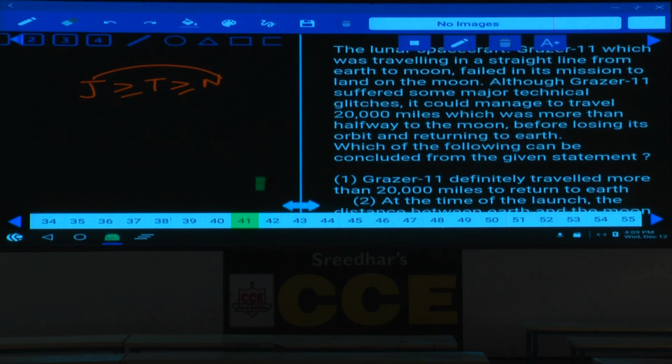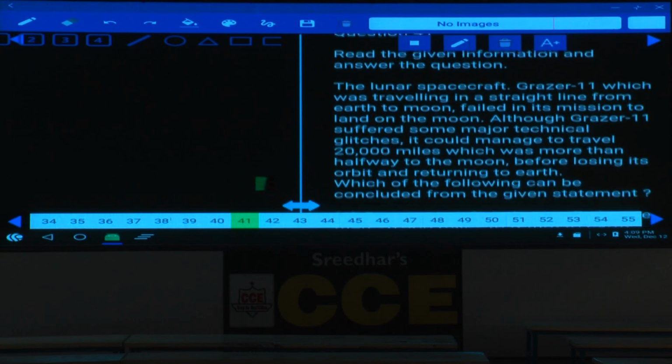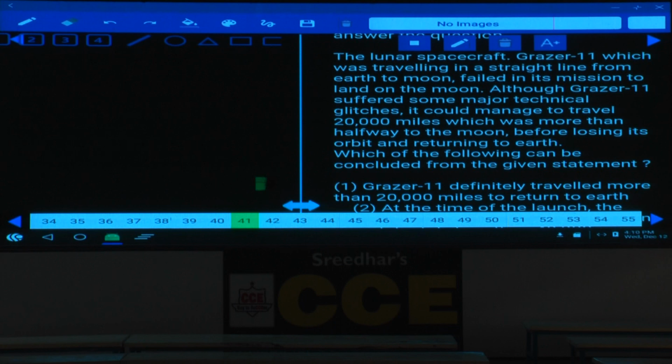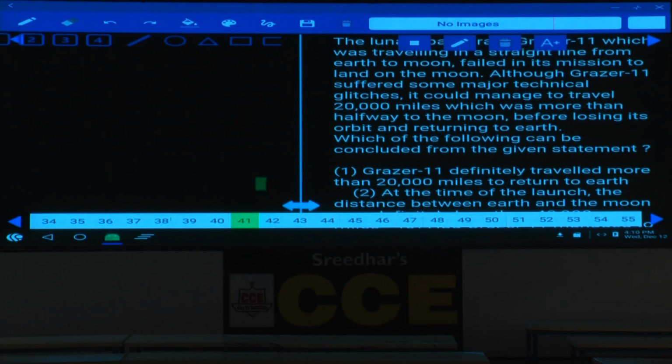Then question numbers 41 to 45. Now in this question number 41, this is based on what? The lunar spacecraft Voyager 11, which was traveling in a straight line from Earth to Moon, failed in its mission to land on the Moon. What is its mission here? To land on the Moon. It failed in its mission.